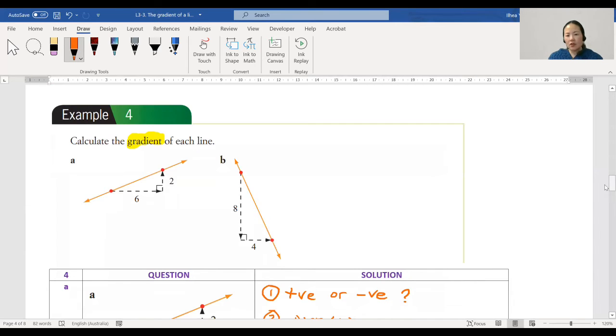So let's have a look at the example. Calculate the gradient of each line. Now you can see it says line, not interval, line. How can we tell it's a line or not? It doesn't have endpoints. It has 2 arrows going each end. That's when you say line. But if it has endpoints on each end, that means it's an interval.